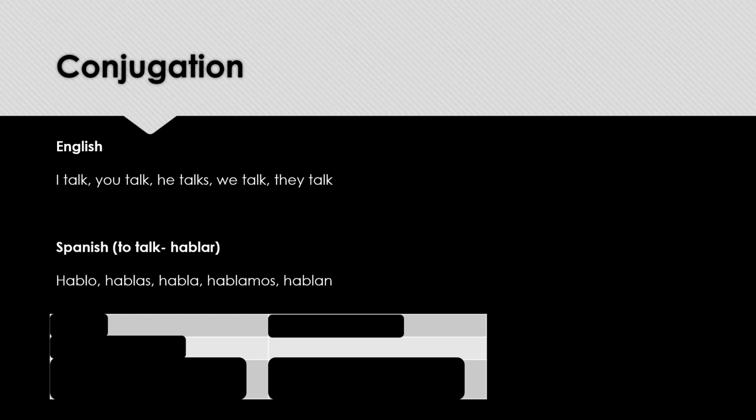In English, we need both the pronoun and the verb to clarify who is doing the action. In Spanish, conjugations work very differently. In Spanish, there is the infinitive form of the verb, which would mean to do something. For example, hablar is to talk.